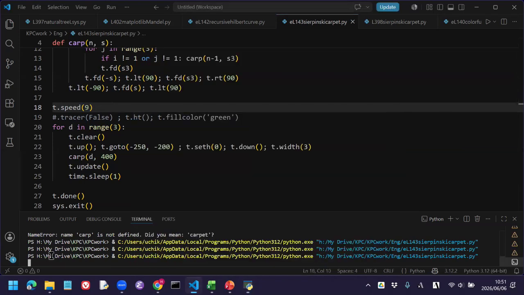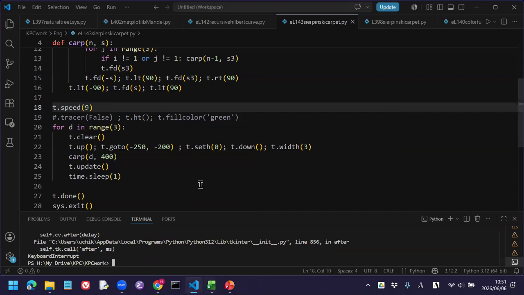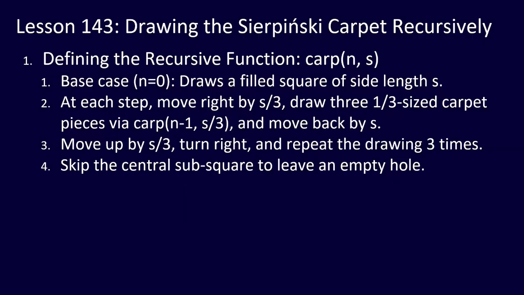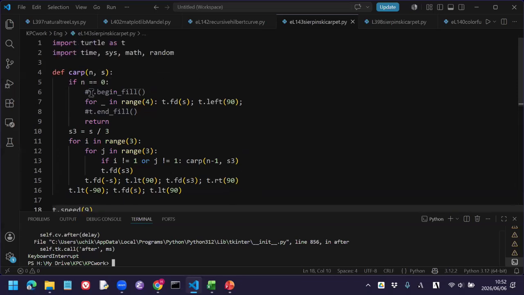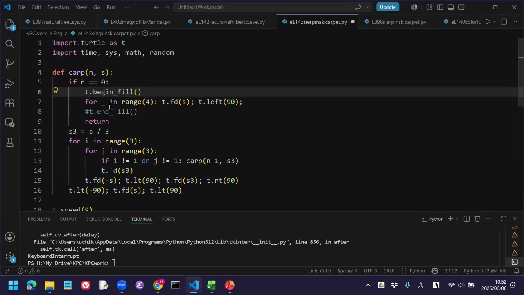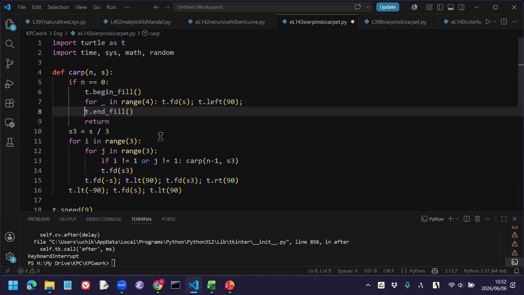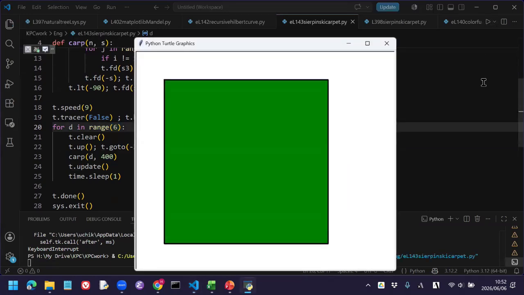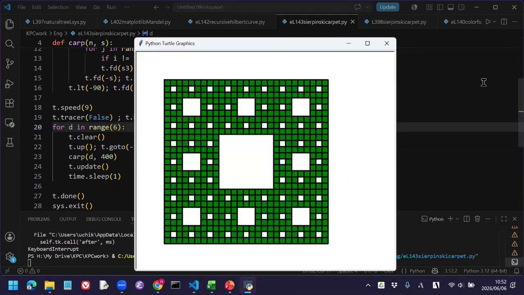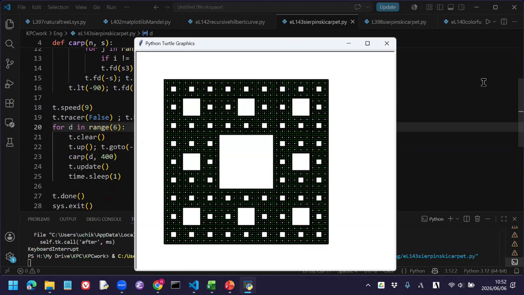Okay, let's stop it and see. To see what it's really doing, let's paint the square by using fill color and end color, and using tracer, okay, and going all the way up to say 6, 5. Okay, how about this? 0, 1, 2, 3, 4, 5.